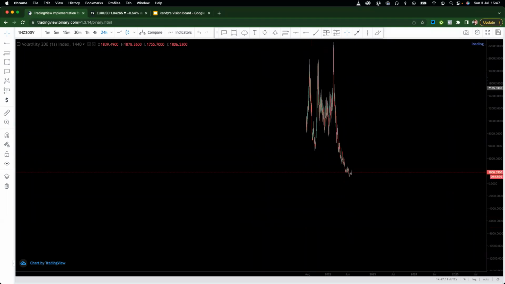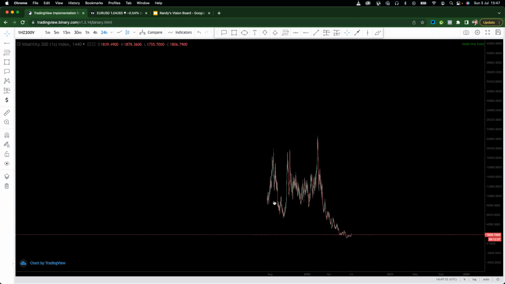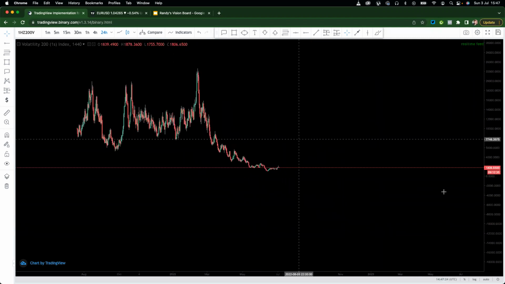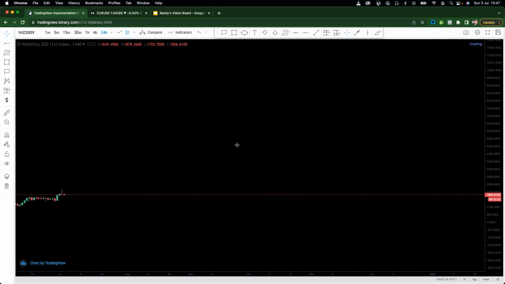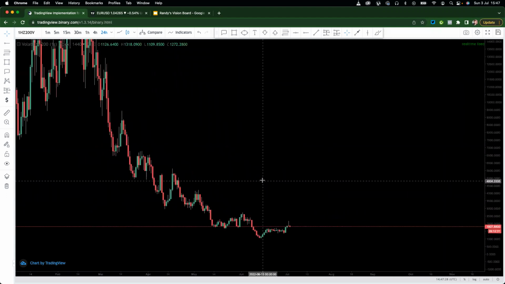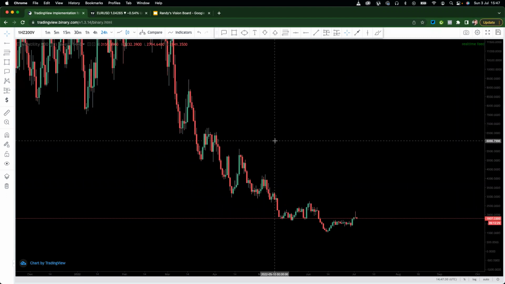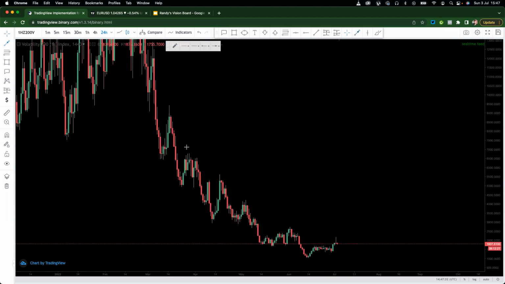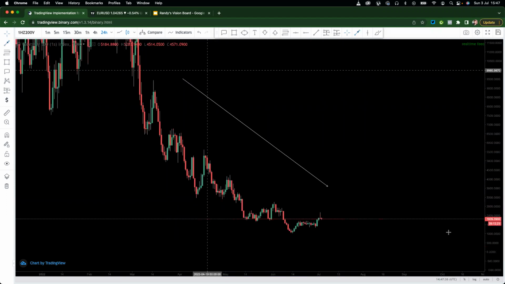All right, so now V201S, okay? Overall, we know that we're in the seller's market. It's pretty clear. You can see that we're in a downtrend. The market is making lower lows and lower highs. So all I like to do is put an arrow like this.